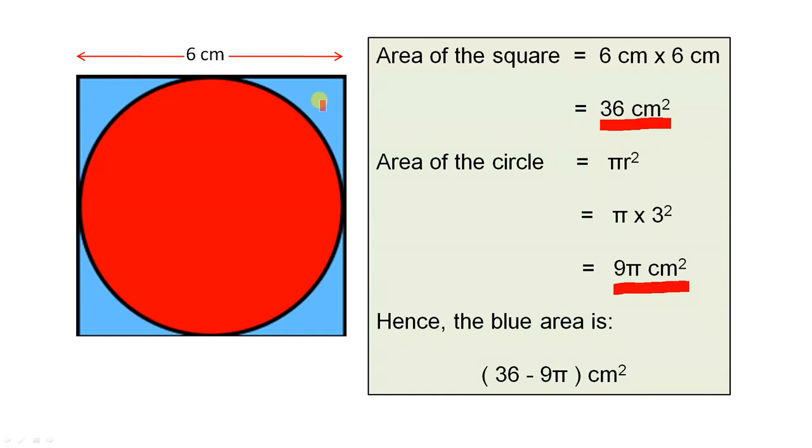So to find the blue area, we take the area of the square, which is 36, and we subtract the area of the circle, which is 9 pi. Hence, the blue area is 36 minus 9 pi square centimeters.